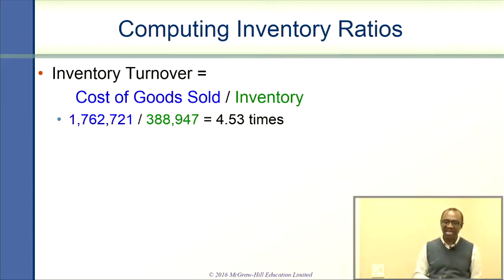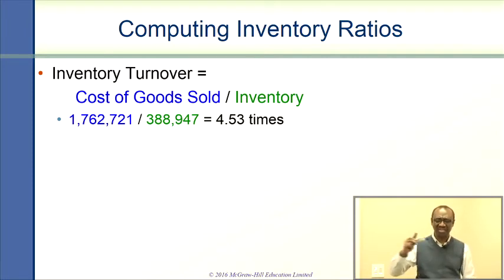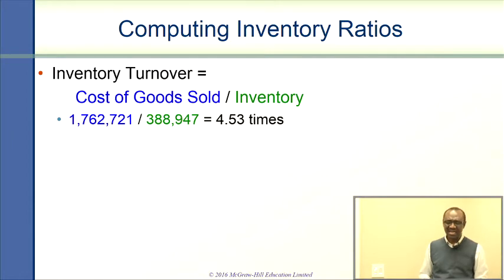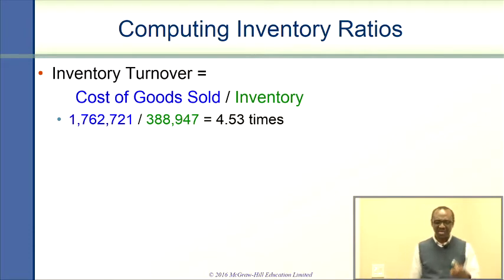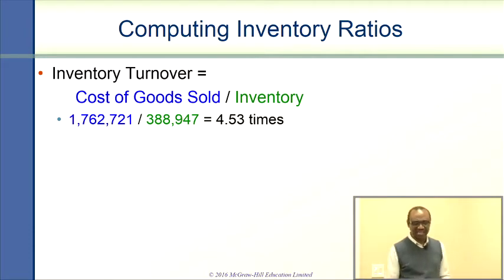So in this case, we have 4.53 times. The 4.53 times is telling us the number of times that inventory is turned over in a period of 1 year. In this case, it is 4.53, which can be typically lower. Again, we'll find out with the use of another measure of this particular ratio.